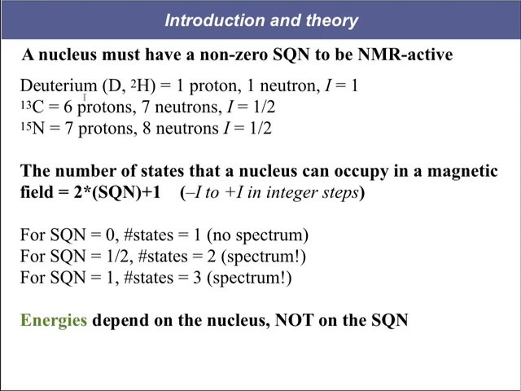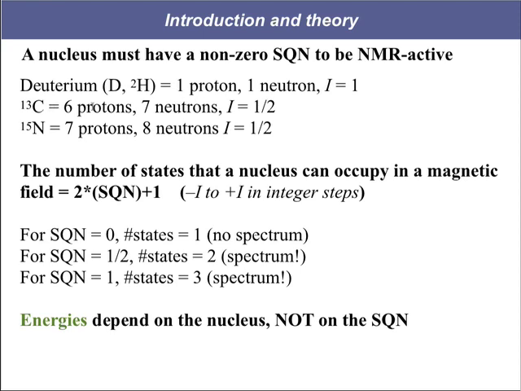Also, deuterium, which is hydrogen-2. It's still hydrogen, so it's got 1 proton, but it's also got 1 neutron. It's got a spin quantum number of 1, a half from the proton and a half from the neutron. Remember, protons cancel and neutrons cancel, but protons will not cancel with neutrons. So they have a spin quantum number of 1 in deuterium.